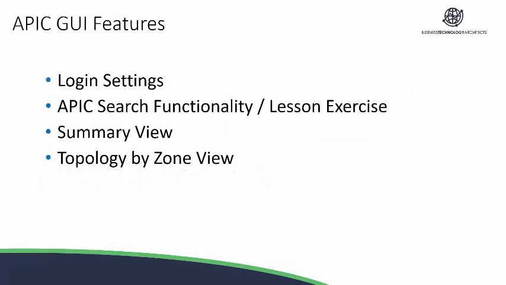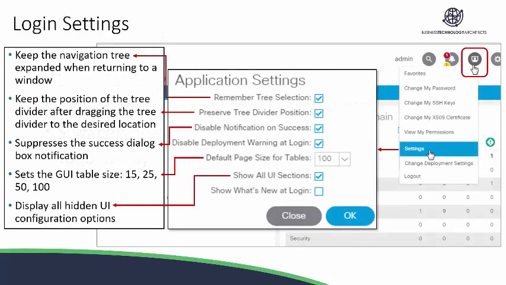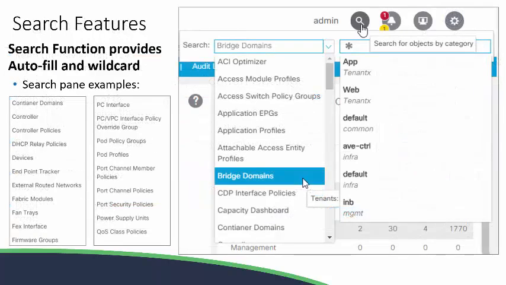APIC GUI features, we'll talk about those real quick. Login settings, remembering where you are in the tree, divider, partition, typical stuff. Set the default size for tables, display all hidden UIs and configuration options. Search features are also very handy. I need to use them as well because for some reason, even though I know where it is, I cannot find the attachable entity profile. It's just how my brain works.